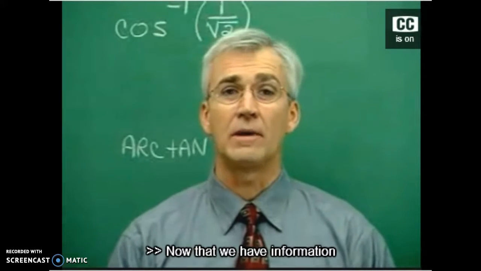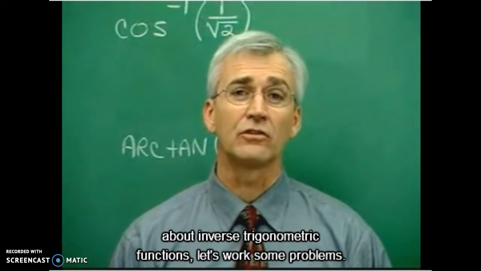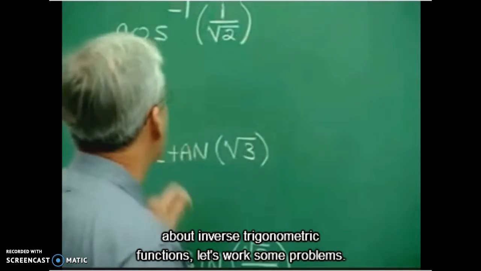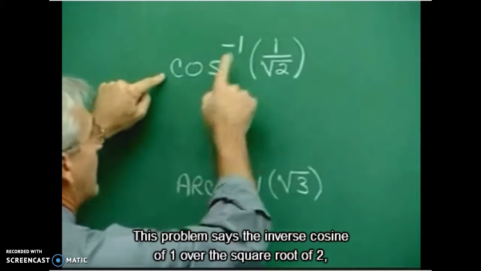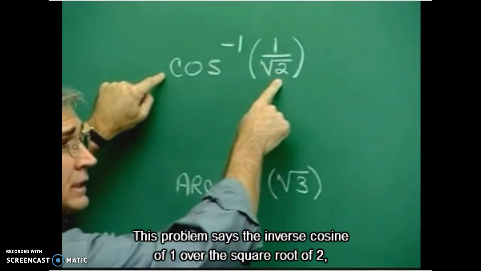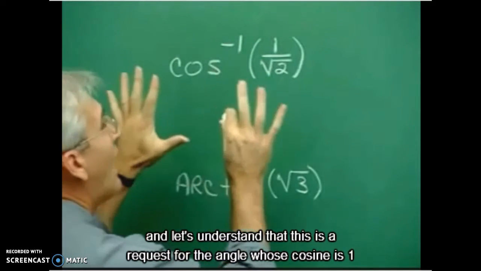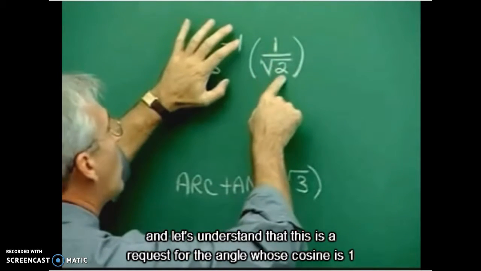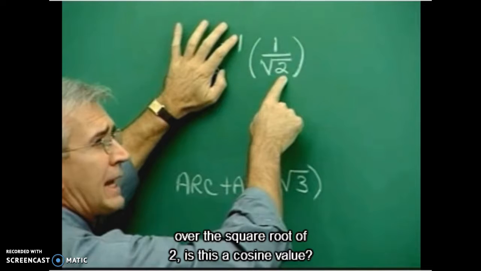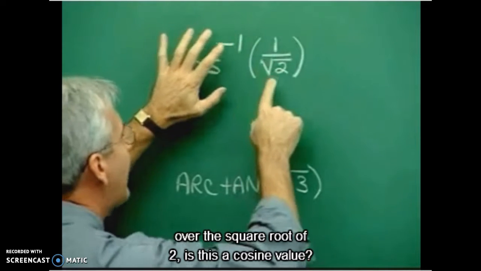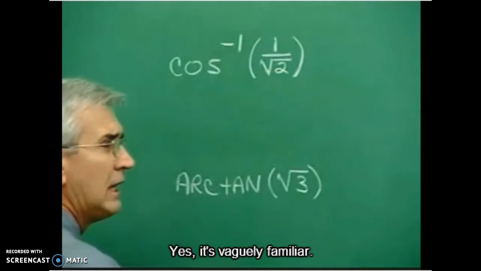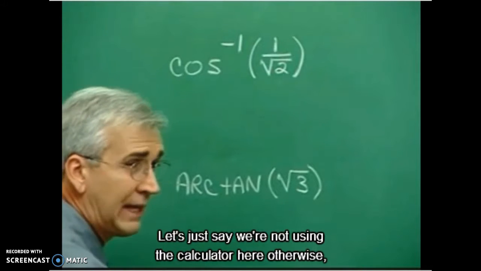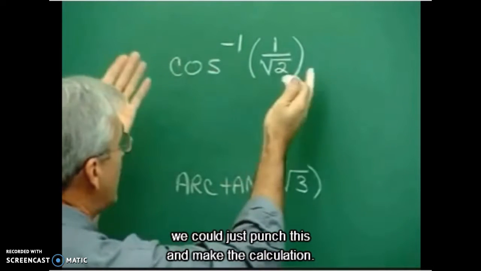Now that we have information about inverse trigonometric functions, let's work some problems. This problem says the inverse cosine of 1 over the square root of 2. And let's understand that this is a request for the angle whose cosine is 1 over the square root of 2. And let's see, is this a cosine value? Yes, it's vaguely familiar.